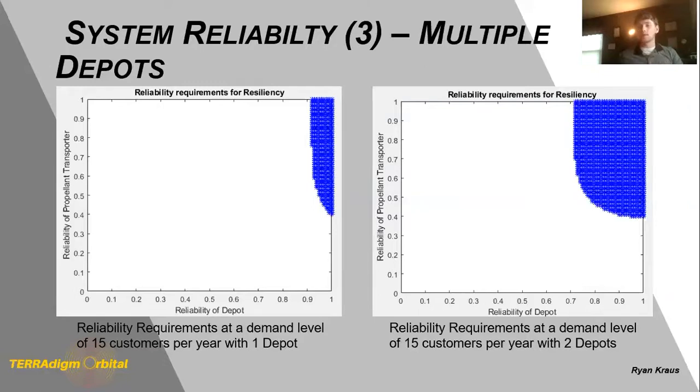So the key takeaway is that as demand level goes up, we're going to want to keep adding more and more depots. Now, we don't anticipate getting to a demand level of 15 for several years, and then several years after that until we have 30. So we won't have to add several depots in orbit at once until several years down the road.